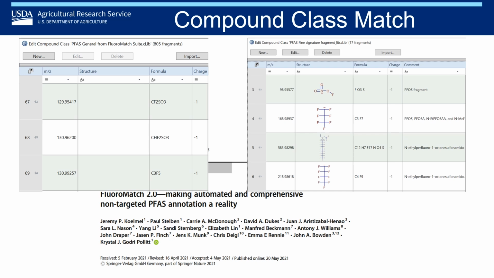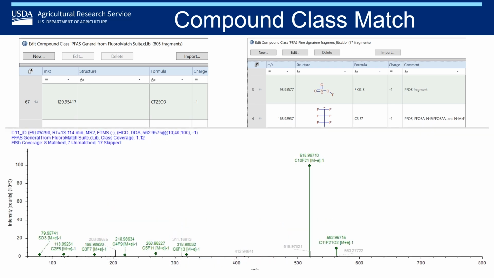What this allows you to do is, in MS2 data, the system will look for any of these potential matching features and will show you how many of these potential PFAS breakdown products are present within your MS2 spectrum.